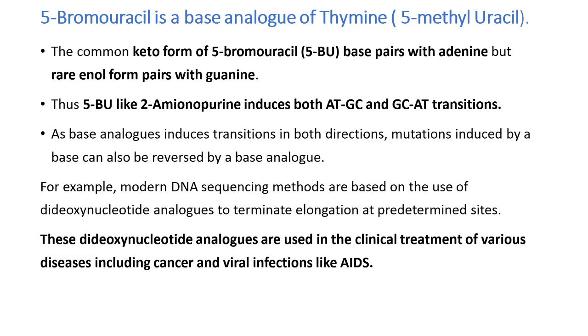And this is about the 5-bromo-uracil. It is a base analog of thymine. The common keto form of 5-bromo-uracil base pairs with adenine, but the rare enol form can pair with guanine. 5-bromo-uracil, like 2-aminopurine, induces both AT-GC and GC-AT transitions after replication. As base analogues induce transition in both directions, the mutations induced by a base analog can also be reverted by a base analog.